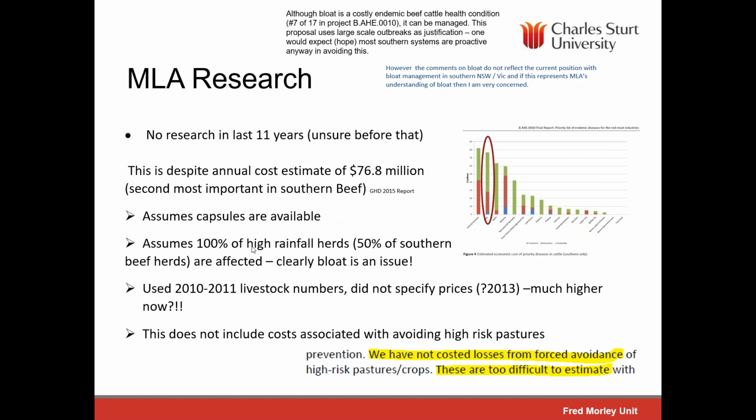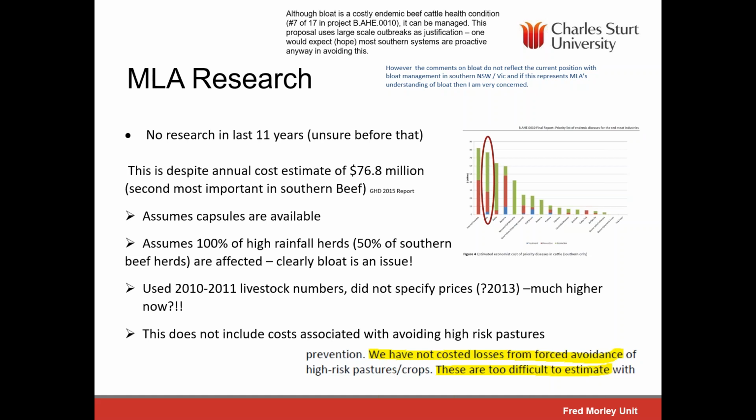And it also assumed that every herd in high rainfall areas was affected by bloat, which just shows how common this problem really is. And I would suspect now that the disease is costing a lot more because that work assumed, even though capsules weren't available, that you could use capsules in a proportion of herds, and that reduced the losses down. And importantly, this 76.8 million did not include the costs associated with avoiding high-risk pastures.